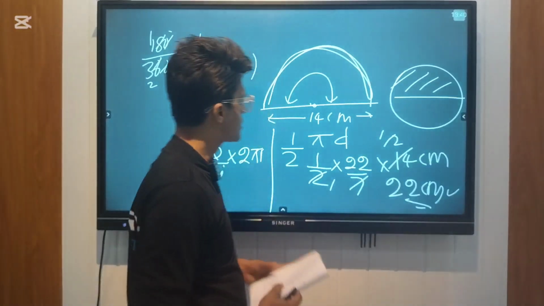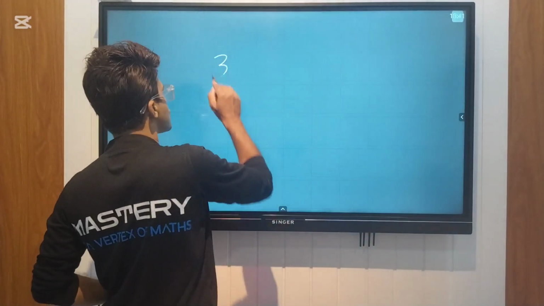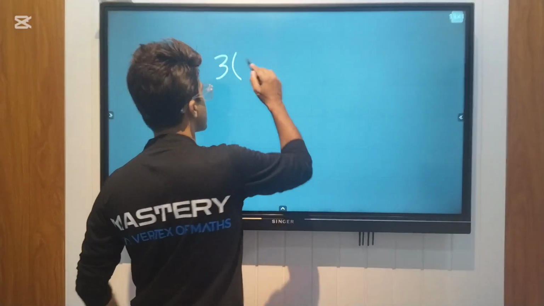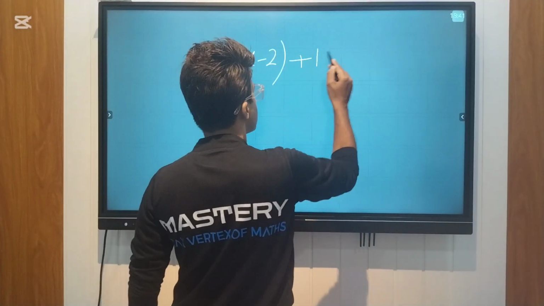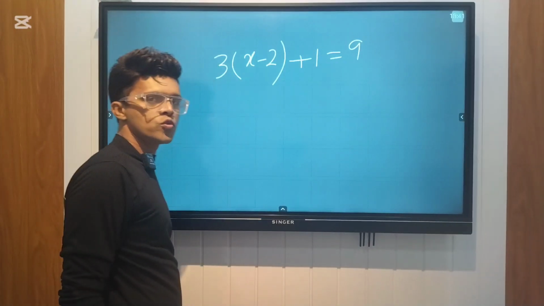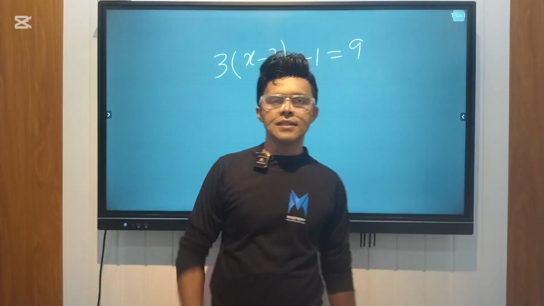The third question is a simple equation one. Solve this: 2(3(x - 2) + 1) = 9. How do you do this type of one? First of all, you could remove the bracket here, right?